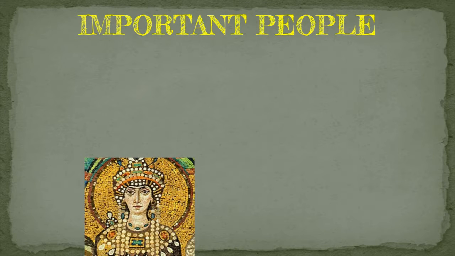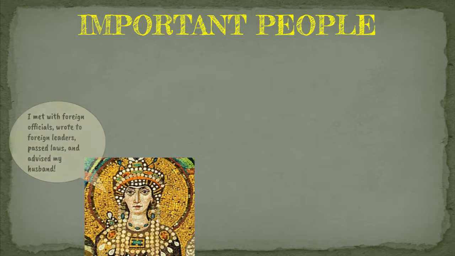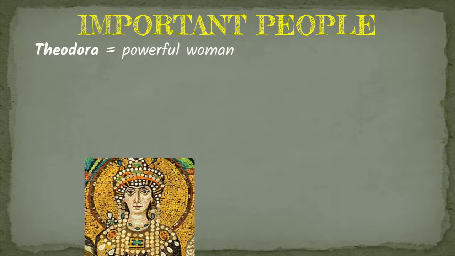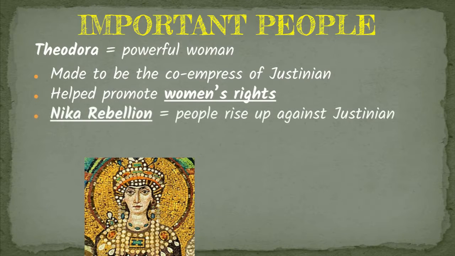However, we cannot talk about Justinian without talking about his wife. Theodora was incredibly impressive and powerful. Theodora was not just Justinian's wife, she was his co-empress. He named her his equal in rule. She had a seat at the table when it came time to make decisions. She helped promote women's rights, and she was actually the backbone that Justinian needed.